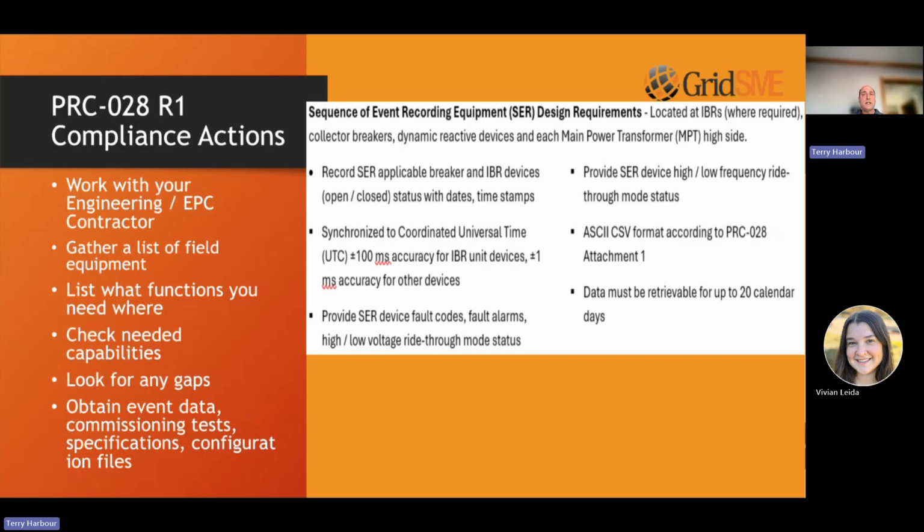So now that we've taken a look at an example plant and an inventory, let's break down each one of the requirements and some compliance actions you can take to be compliant. So you can work with that engineering EPC contractor. You can gather a list of field equipment that you've got, list what PRC functions you need, where. You can look at your design requirements and check that you have the needed capabilities, and you can look for any gaps. Once you have that, you can look for any evidence of compliance, such as commissioning tests, specifications, or configuration files.